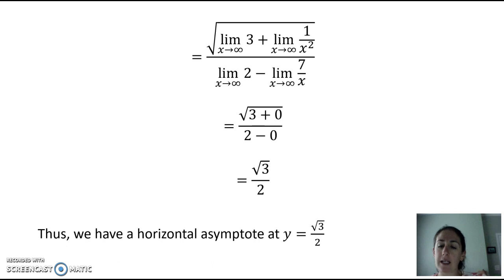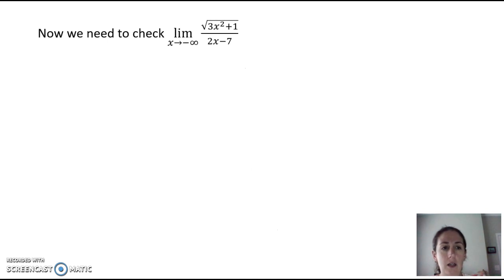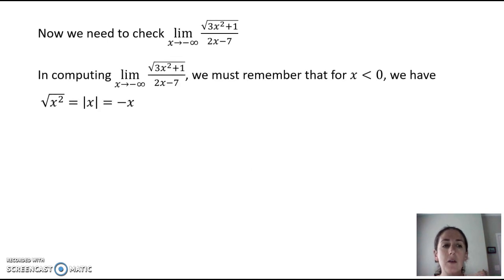But remember, we also need to look at what the limit as x approaches negative infinity does. So let's take a look. Now, when we are computing this limit as x is approaching negative infinity, you have to remember for negative x values that the square root of x squared is going to give us the absolute value of x. And so what we're going to have to do is negate that to make it positive.